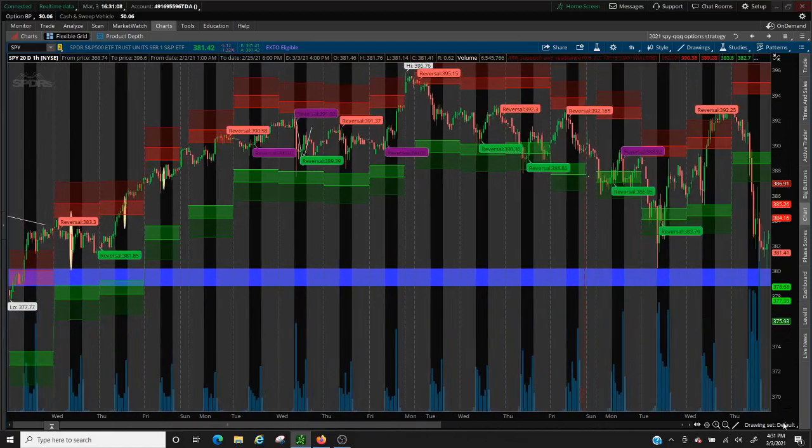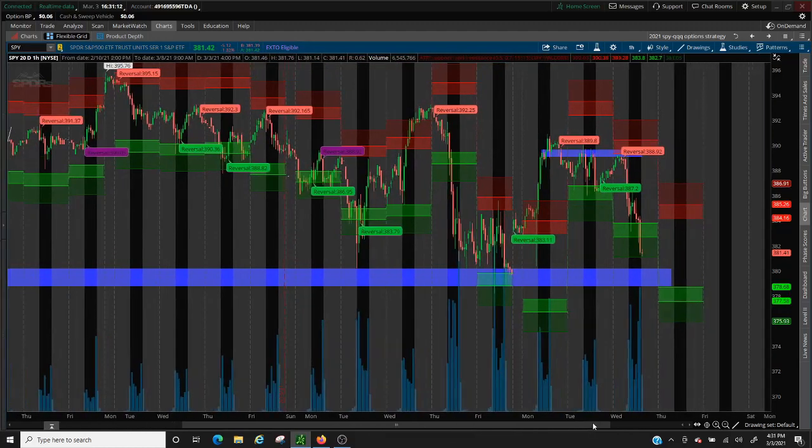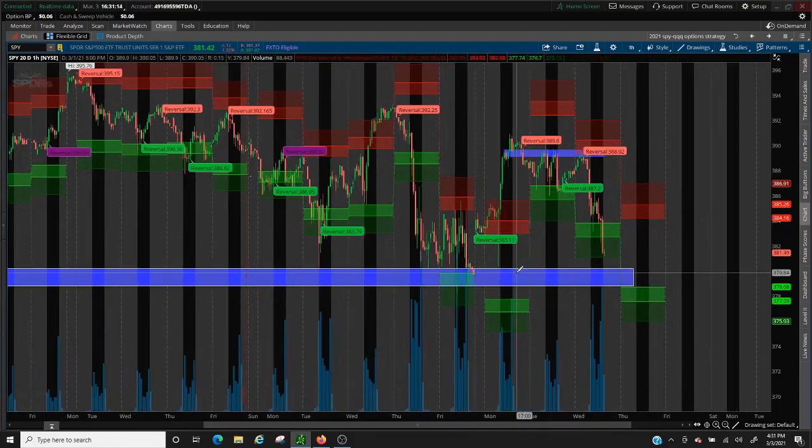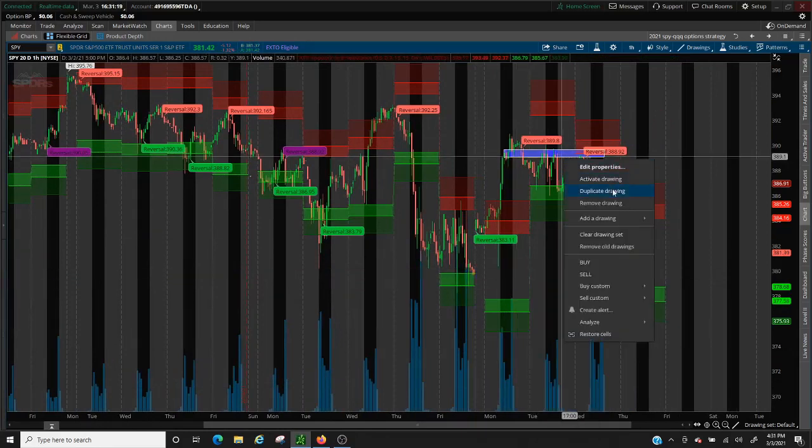I recommend you play with it for a little bit first, but you need to understand how to make your entries and your exits. All right, guys. So that is it for support and resistance today.